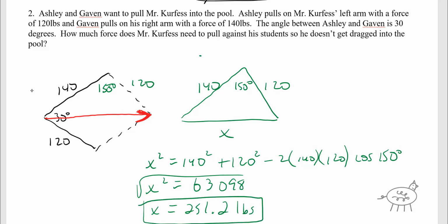There's only a 30-degree angle between them. That means most of that force is actually combined. So like if it was tug of war and Ashley and Gavin were one behind the other, I would have to pull exactly 260 pounds. But because they're only 30 degrees apart, it's pretty close, but not quite 260. It's about 9 pounds less. So it's 251.2 pounds. Okay, so that's pretty easy. All right, let's move on here.